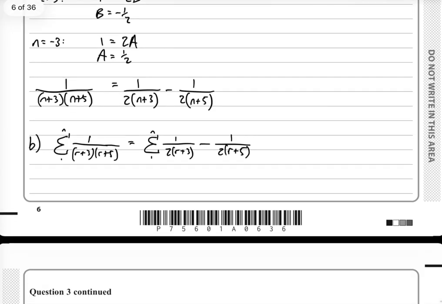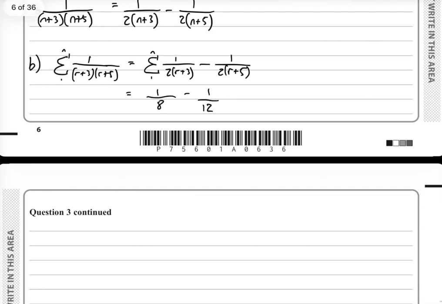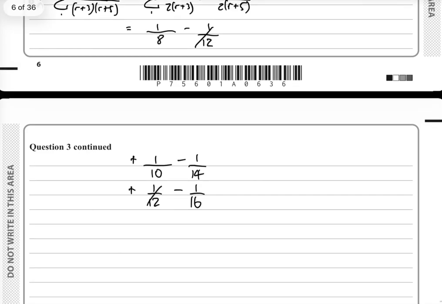Okay, on doing this, we're just going to go ahead and put in the numbers. So we've got 1 over 2 times 1 plus 3, that's an 8, minus 1 over 2 times 6 is 12. Next one, when r is a 2, that's 1 over 10, minus 1 over 14. Next one is 1 over 12, there we go, they've started cancelling, 1 over 16. So that cancels with that. This one will cancel with the next one. This one will cancel with the next one.